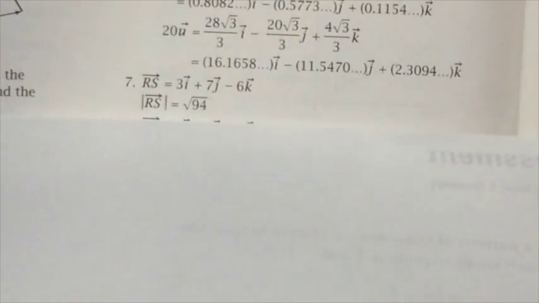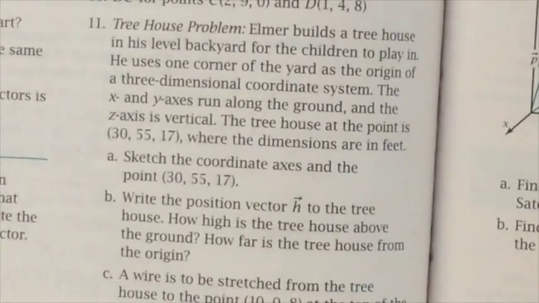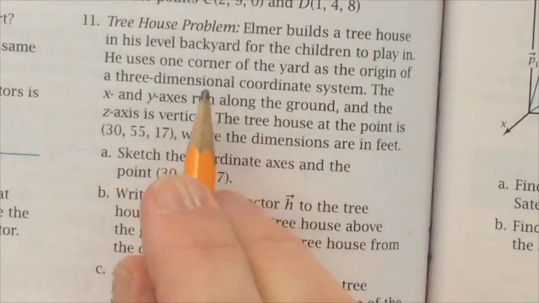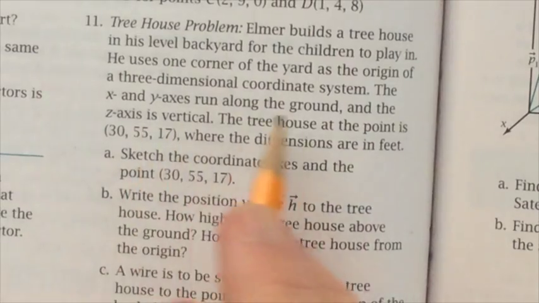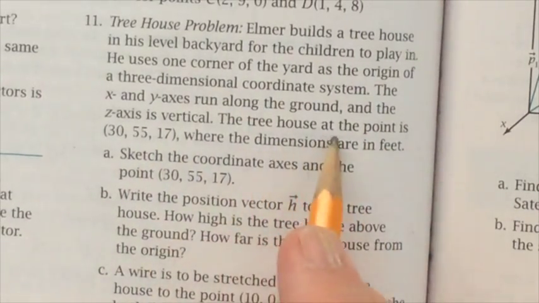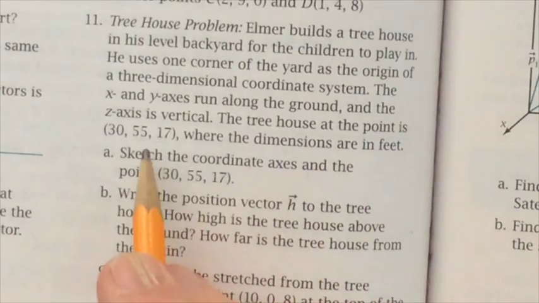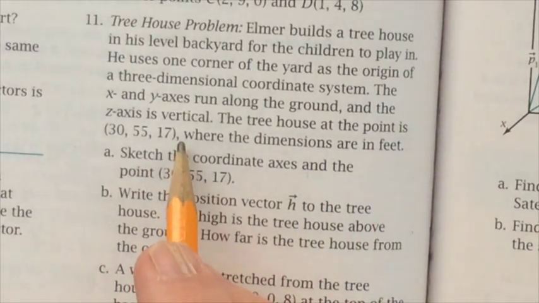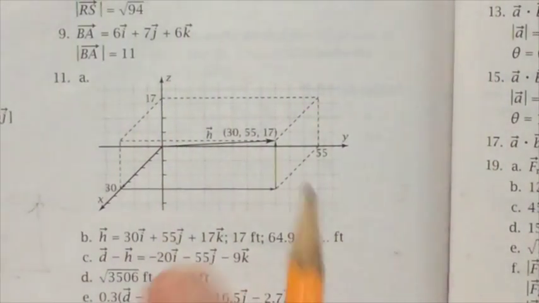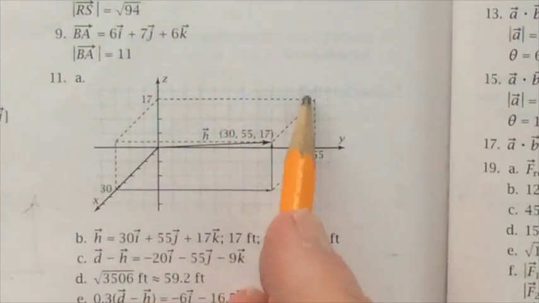Now let's take a look at the last problem. It's a word problem, and it's got a bunch of different parts, but the basic problem here is we've got a tree house, okay? And the tree house is at 30, 55, 17, where the dimensions are in feet. Here's what the box looks like. And you can see that you've got the 3 different dimensions.